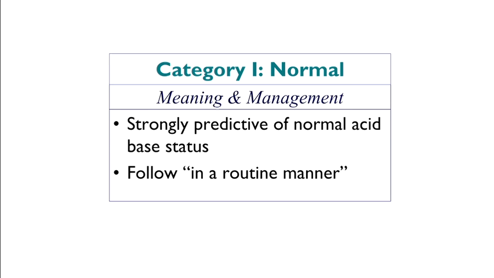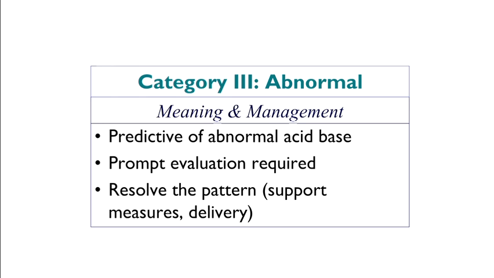Along with these categories, NIH and ACOG then came out with some suggestions for management. Category 1, very simple: a normal fetal heart rate tracing is strongly predictive of normal acid-base status, and the management is to follow in a routine manner. Category 3 obviously is abnormal, predictive of abnormal acid-base status. Prompt evaluation is required, and if there is no resolution of the pattern, then delivery would be indicated. So category 1 and category 3 have clear management recommendations.